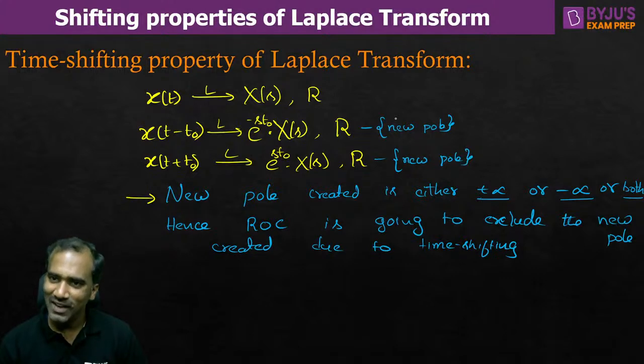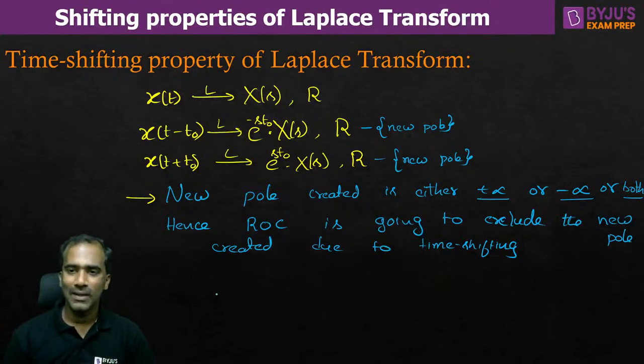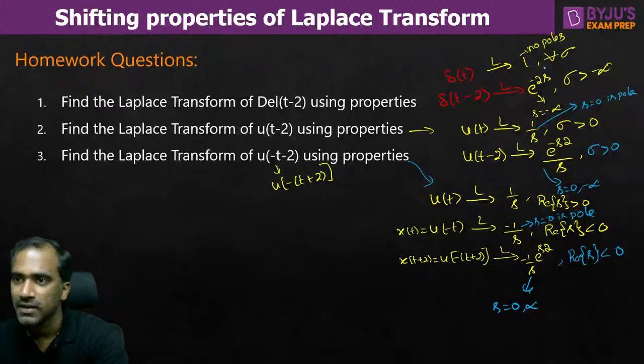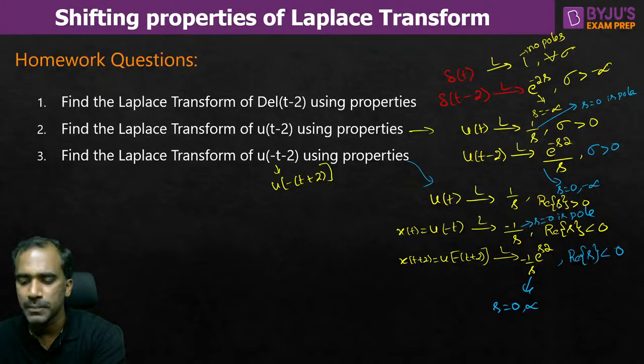If the ROC does not have this new pole, there is no need to subtract. If the ROC is having the new pole, then only we have to subtract. Otherwise, there is no need to subtract. See here. Here, the ROC has this new pole minus infinity, hence we are subtracting. Whereas here, the ROC does not have the new pole minus infinity. Here, the new pole is minus infinity. You have to subtract from this. To subtract, you should have it in this, no? To remove the minus infinity part from this, there should be a minus infinity part in the ROC. So minus infinity is not part of the ROC, so there is no need of removing.